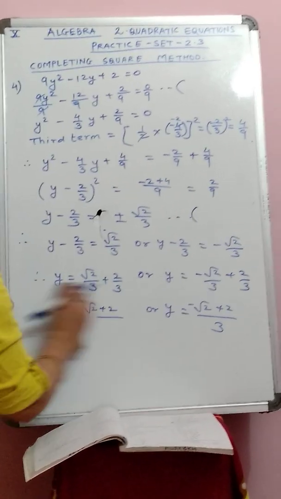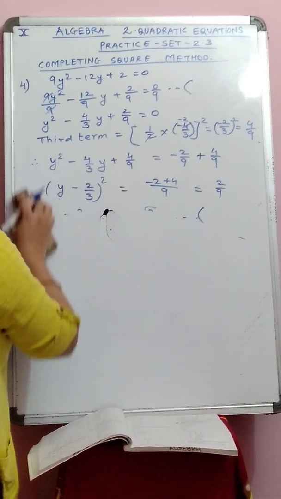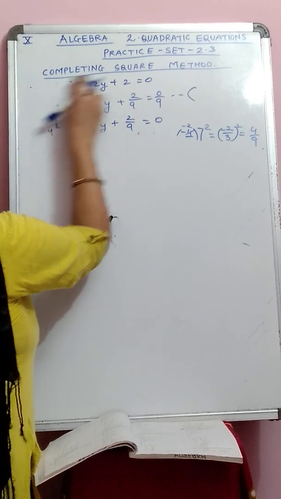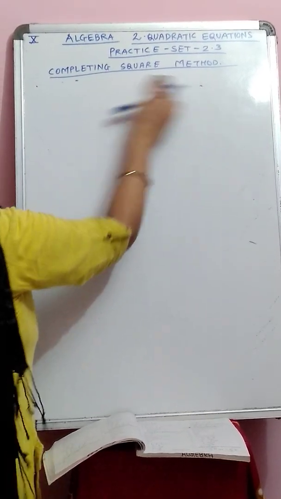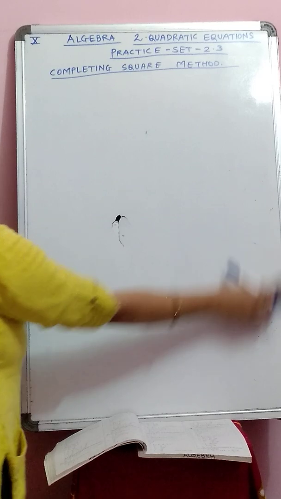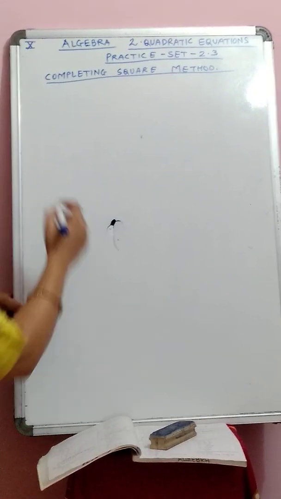Now two sums are remaining. Question number 5 and 6. Actually the fifth one is easier. You can solve it on your own. But still I am going to solve it so that it would become easier for you.